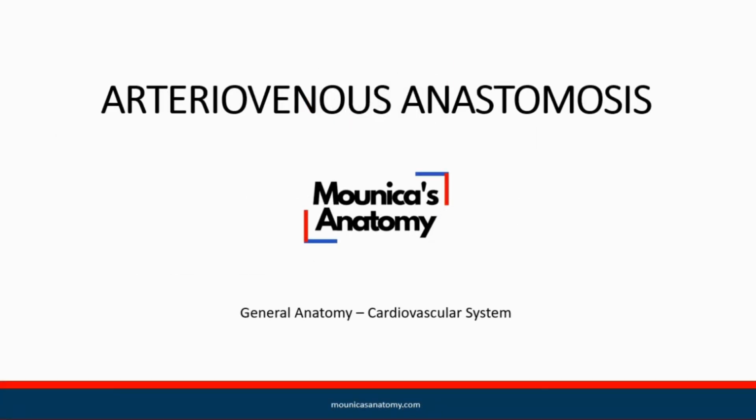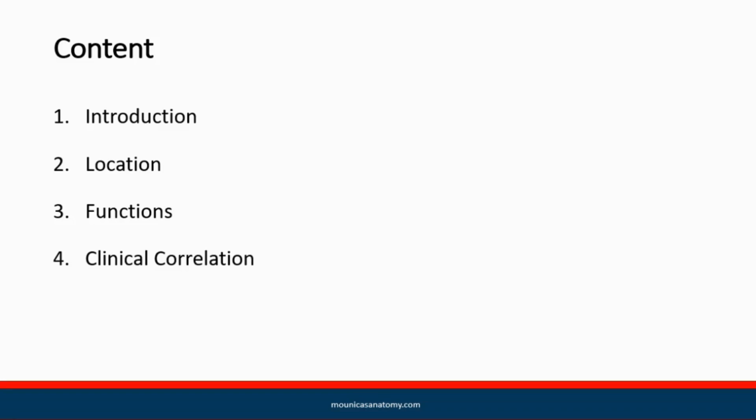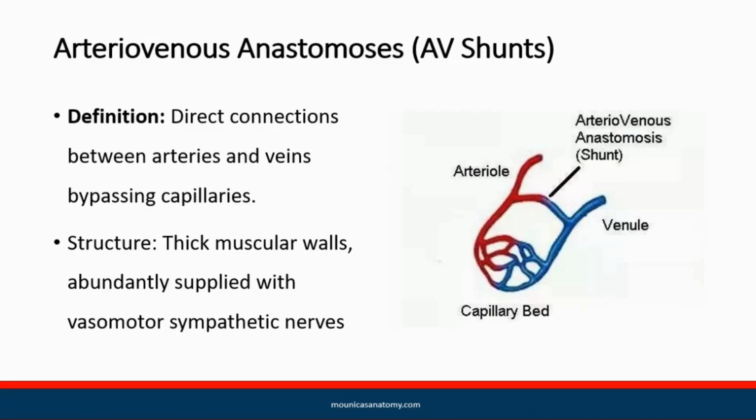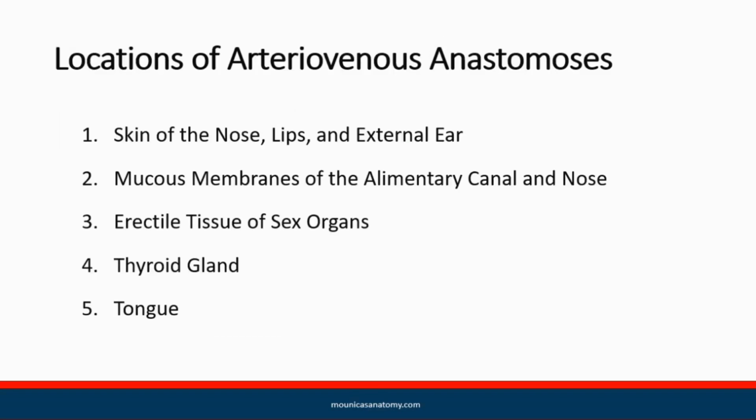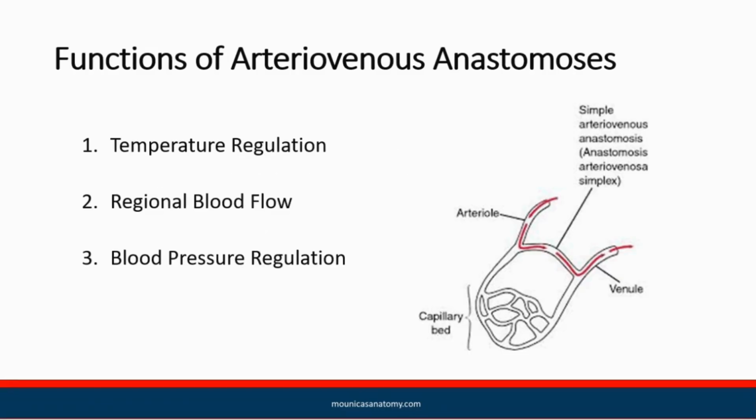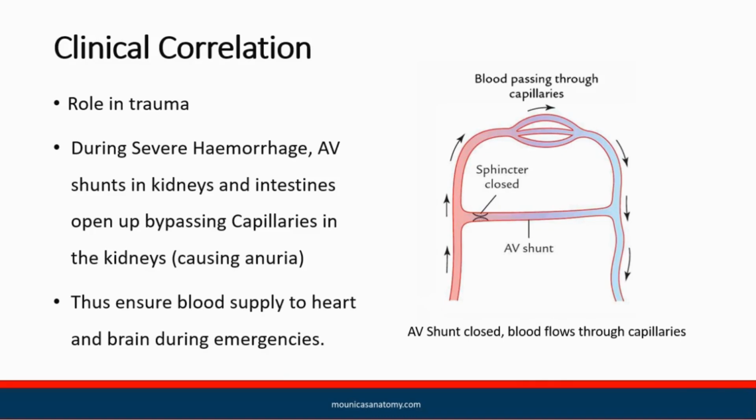Venous anastomosis. We'll see introduction, location, functions, and clinical correlation. AV shunts are direct connections between arteries and veins. They bypass capillaries and have thick muscular walls supplied with sympathetic nerves. Found in skin of nose, lips, external ear, mucous membranes of alimentary canal and nose, erectile tissue, thyroid, and tongue. Functions are temperature regulation, regional blood flow, BP regulation.